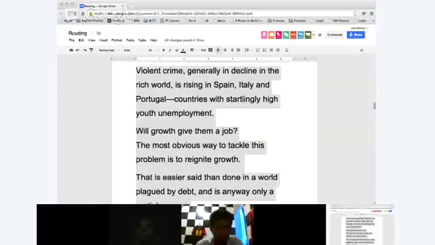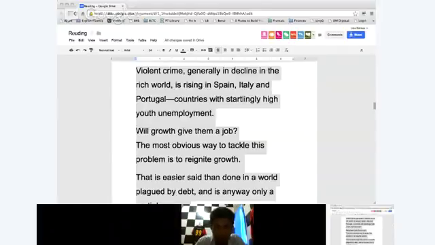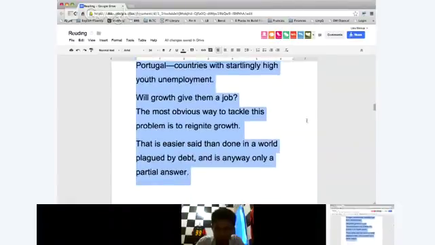Violent crime, generally in decline in the rich world, is rising in Spain, Italy, and Portugal, countries with likely high youth unemployment. Will growth give them a job? The most obvious way to tackle this problem is to reignite growth. That is easier said than done in a world plagued by debt, and is anyway only a partial answer.